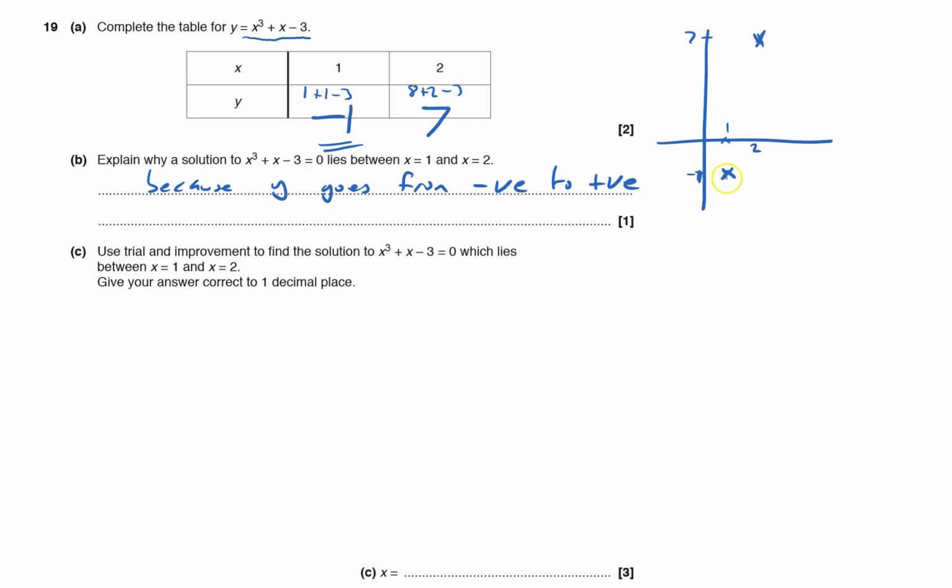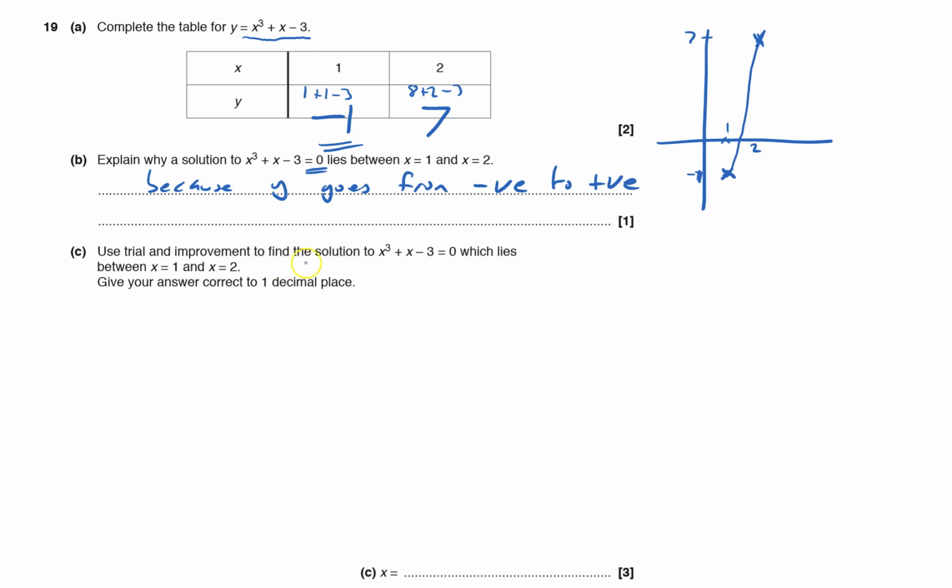At some stage between those, it has to cross this line, and that's where it equals 0. Because it's negative here, minus 1, and it goes all the way up to 7 here, somewhere between these two it must actually equal 0. So that's why, hopefully it makes it a bit clearer.